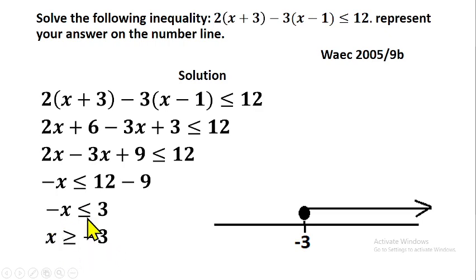Because if you divide this one by -1, you divide this one also by -1, so this one becomes -3. So in that case, you have to represent this on a number line. Draw your number line, locate your -3, then this is a weak inequality, so this will be shaded. Then where will the arrow face? The range of values of s that is greater than or equals to -3, where are they? They are this side, so the arrow will go this way as well. I hope you understand what we just solved. It's very simple and a very direct question for WAEC 2005 question number 9B.